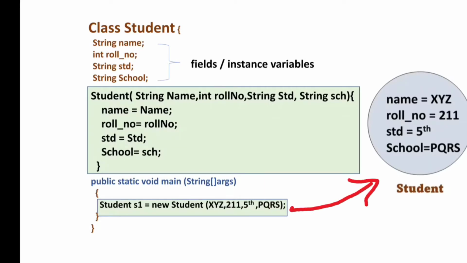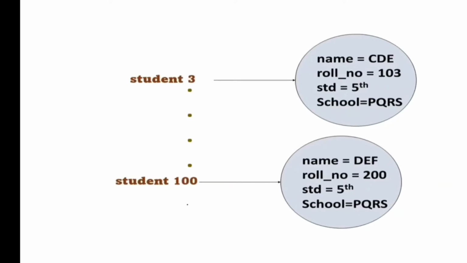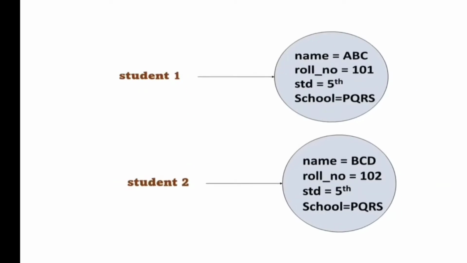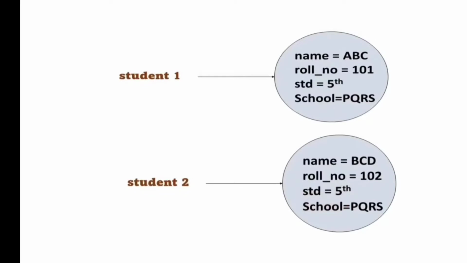Now the question arises, what is the role of instance block? So let's understand. Now listen carefully. Suppose we have to create hundreds of student objects, then every student object will be created with the same fields and specific values. Now see here, name and roll number are different for every student, and they should be different because name and roll number cannot be the same for all students.